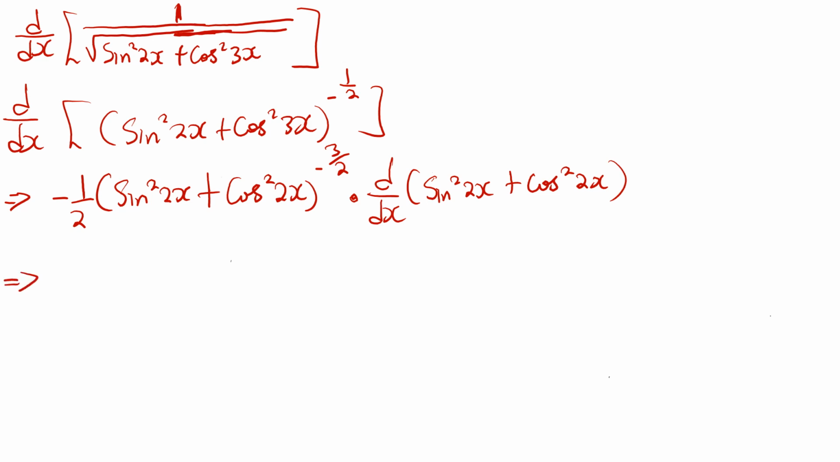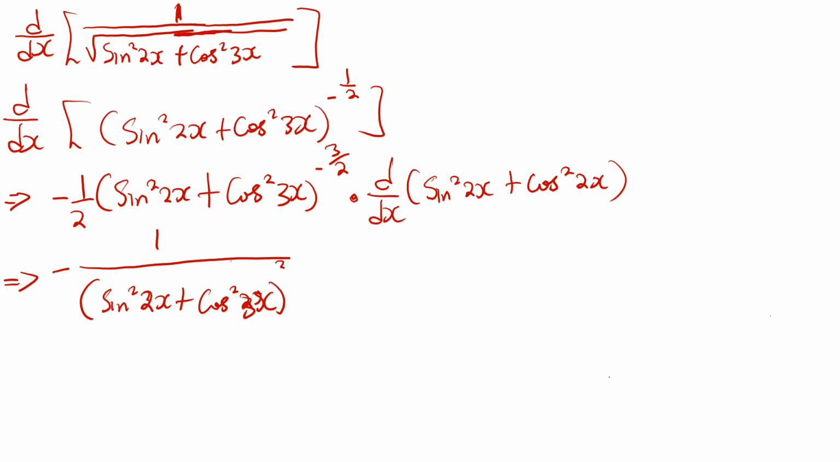So we can still rewrite this as negative 1 over, here it is going to have a positive exponent, sine squared 2x plus cos squared 3x, it's cos squared 3x, mistakenly I wrote 2x, all to the exponent 3 over 2, multiplied by, okay, let's find the derivative of sine squared 2x.